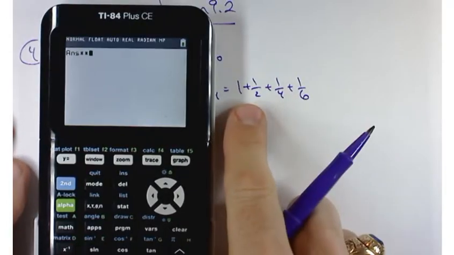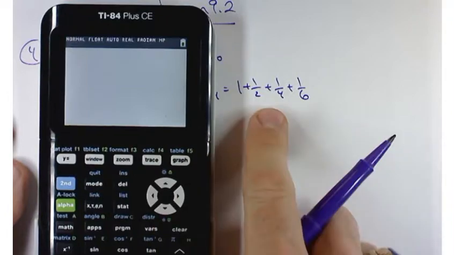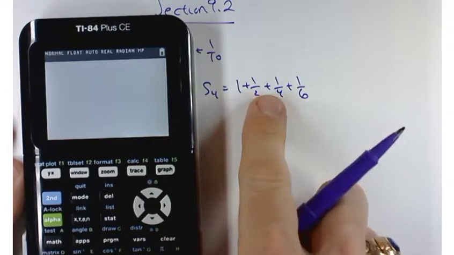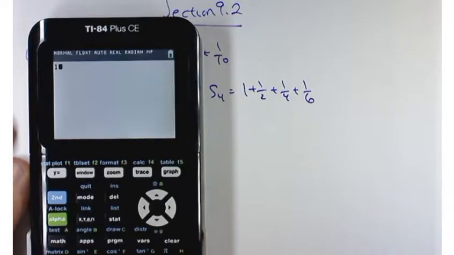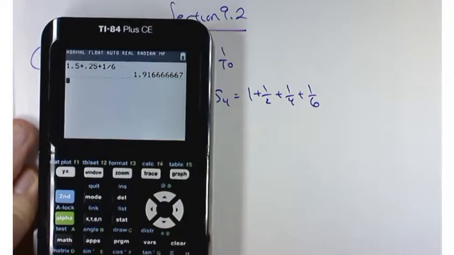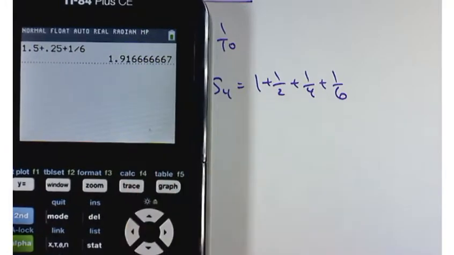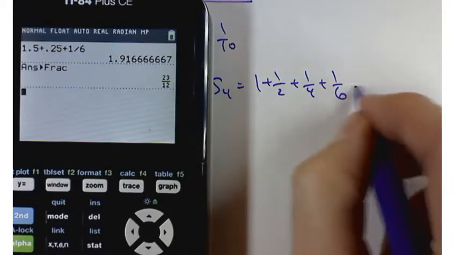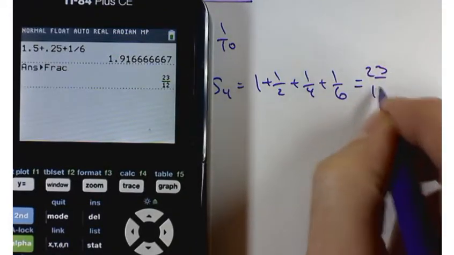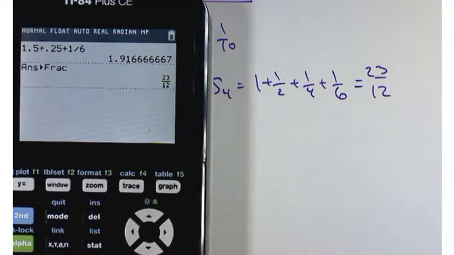Now I'm going to kind of cheat a little bit here for part of this. So that's 1.5, 1.5 plus 0.25 plus 1 divided by 6. Now, that's all well and good if I wanted decimal answers, but typically I'm going to want fractions. So let's do this. Hit the math key, then enter twice, and this turns into 23/12. So that's looking good.